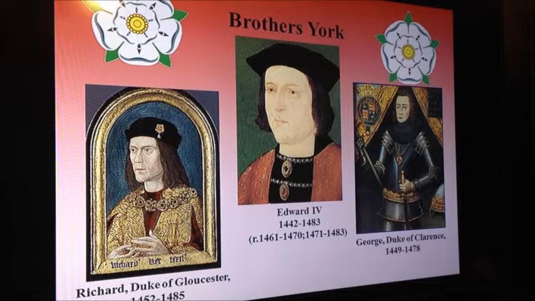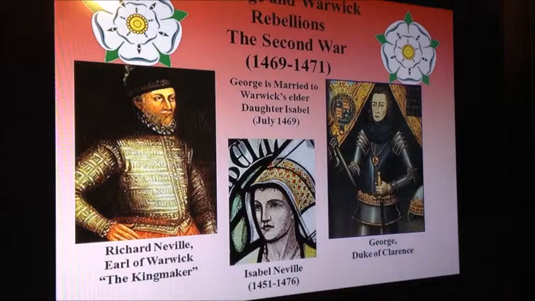In 1469, the Second Wars of the Roses begins, when Warwick, who is upset, teams up with George, Edward's brother, who marries Isabel Neville, who is Warwick's daughter, and they decide to rebel against Edward to put George on the throne. This way, Warwick's daughter will become queen, and Warwick's grandchildren will one day rule England if they win.